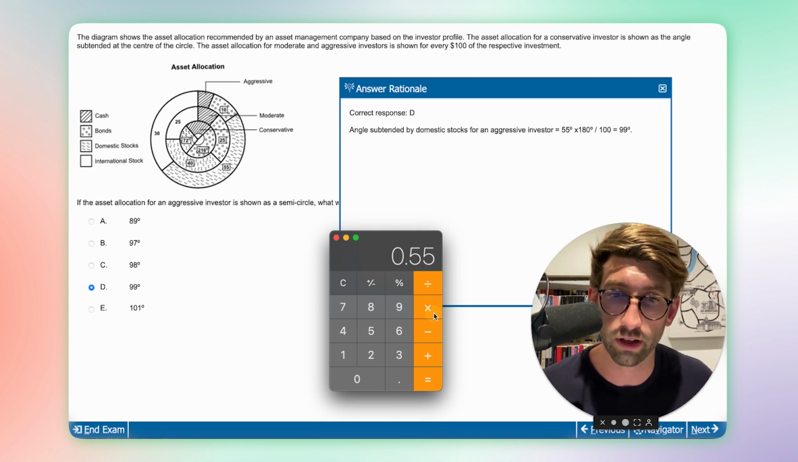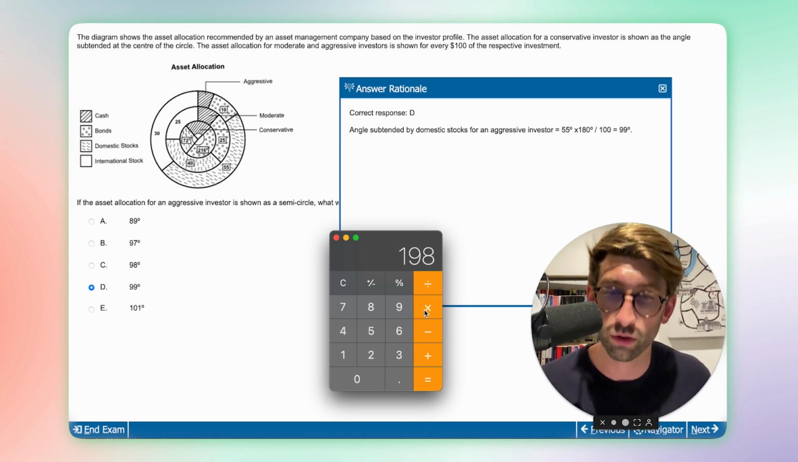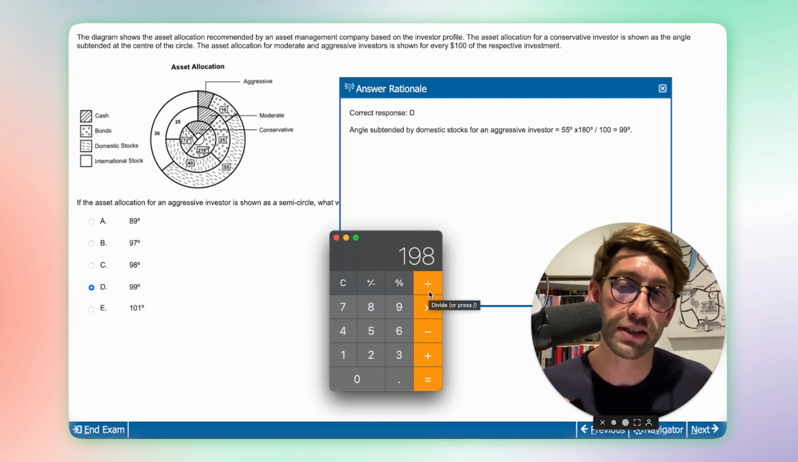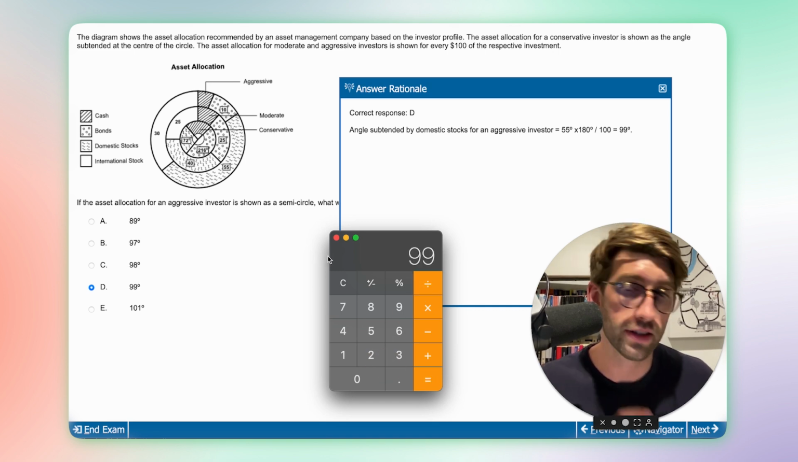So 0.55 times 360 equals 198, and we're converting that proportion to a semicircle. A semicircle is half of a circle, obviously. So it goes from 360 to 180, which is half, and then to halve this would be your 99. Okay, so that's how we get to it.